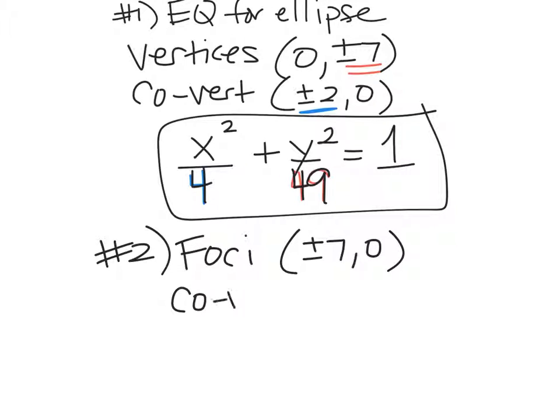And the co-vertices are at 0 plus or minus 6. 0 plus or minus 6.